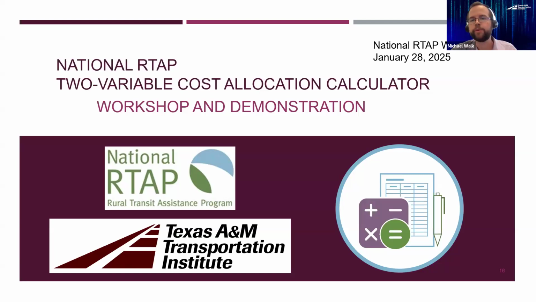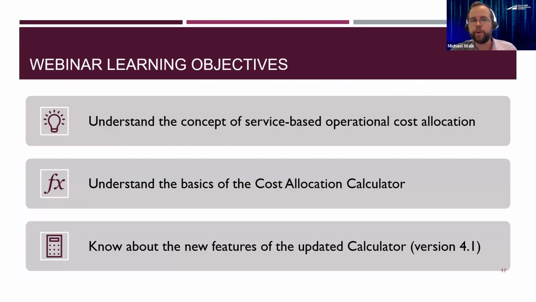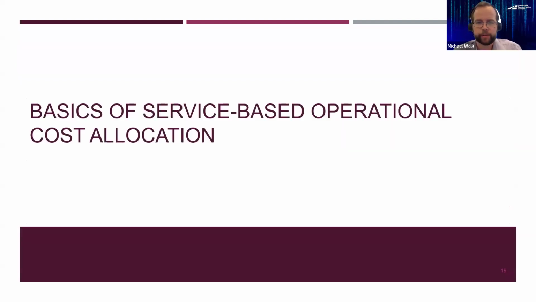So let's go ahead and walk through just the goals of my portion of the webinar today. The first is I want to cover the concept of service-based operational cost allocation in case you're not familiar with conceptually what cost allocation is. You really want to understand these concepts before you start using the cost allocation calculators. Then we'll walk through the basics of the cost allocation calculator so you understand the structure and how the flow of data works in the calculators. And then we'll also talk about the new features of the updated calculator, which now is version 4.1, available for download from National RTAP's website.